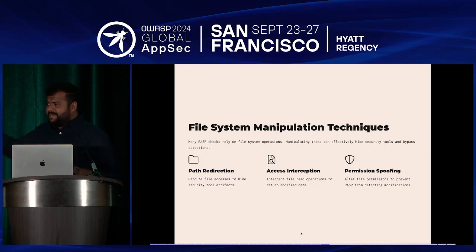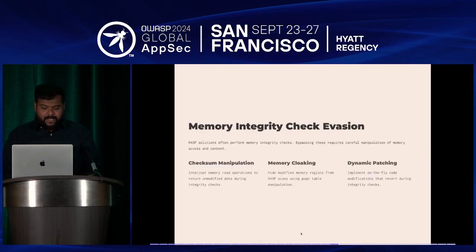File system level manipulation techniques. I've already shown an example in my previous slide of how a syscall is used for direct file manipulation. So what are the strategies we can use? One is path redirection, right? Whenever that syscall is invoked, we can figure out what exact path it is trying to look for, and then manipulate the path to some other path where it doesn't exist. Second, access interception. You might want to block the read operation itself and say, hey, you are not allowed to read. Or third is permission spoofing. It's similar to access interception, where you alter the file permission so that RASP wouldn't be able to detect the modification which is happening, right?